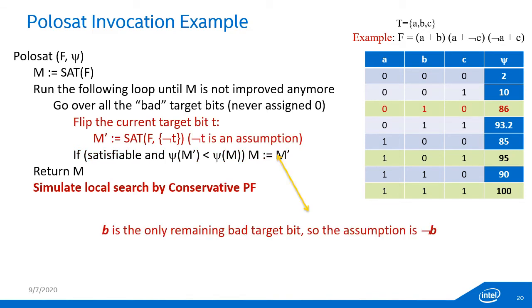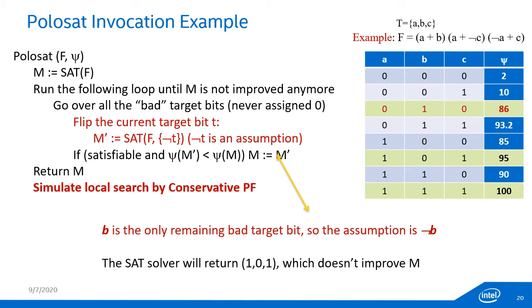And B is the only remaining bad target bit. So C went from 1 to 0, so it's not bad anymore. A went from 1 to 0. B is the only remaining bad target bit. So we flip it. And once we flip B, the SAT solver has to return the model 101, because that's the only model in which B is assigned 0, but it does not improve the best model so far. So we don't change it. We don't update M.